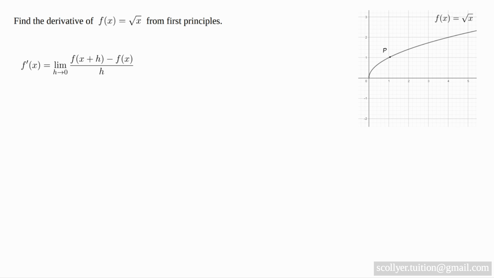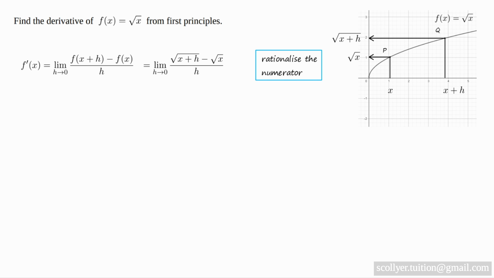And we choose a point P on the graph where f(x) = √x, and a point Q where f(x+h) = √(x+h). And so we obtain the limit as h tends to 0 of (√(x+h) − √x)/h. To simplify this quantity, we rationalize the numerator, which we do by multiplying the numerator and denominator of the fraction by √(x+h) + √x.